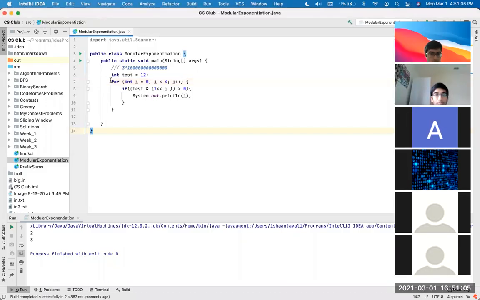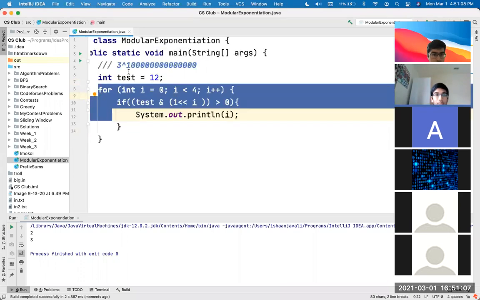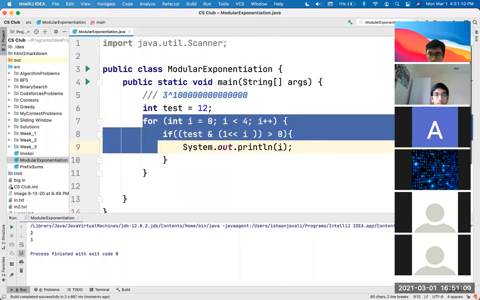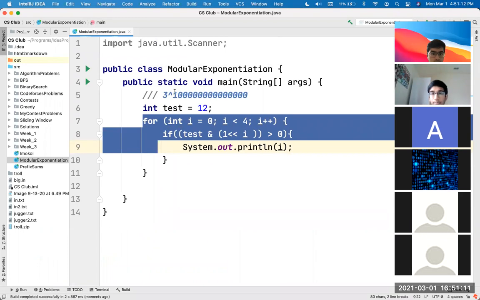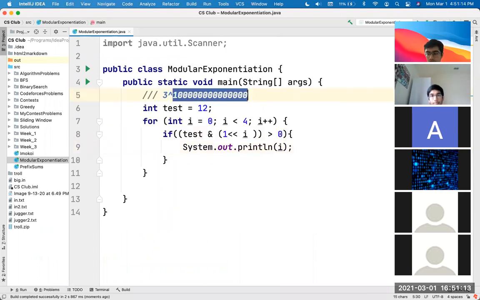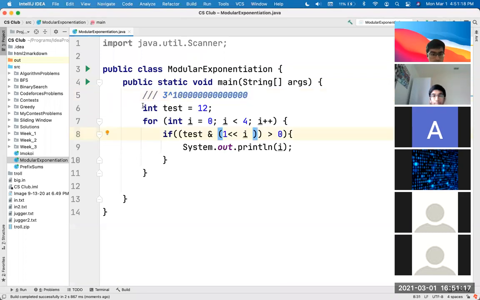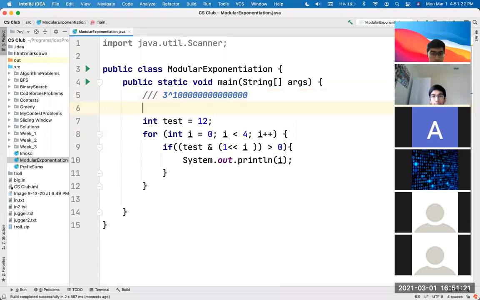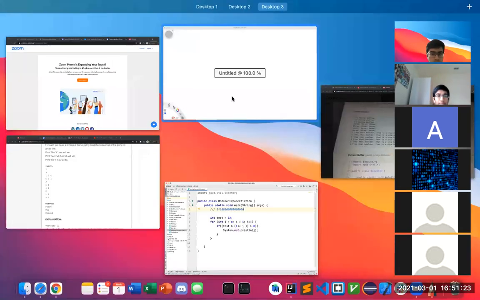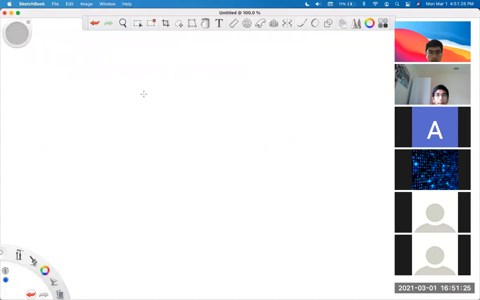So if you want to find 3 to a really large power, or any number to a really large power, using a for loop is going to take a long time. It's very slow, it's inefficient, and there's a better way to do that if you want to find something to a really large power.